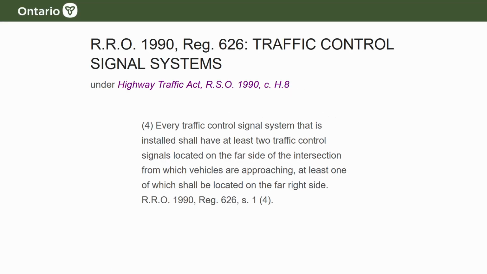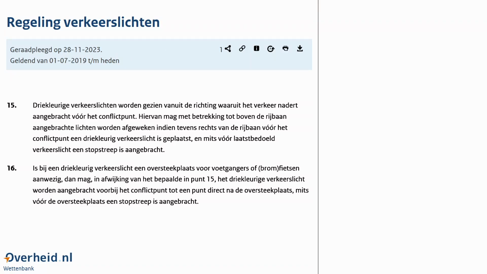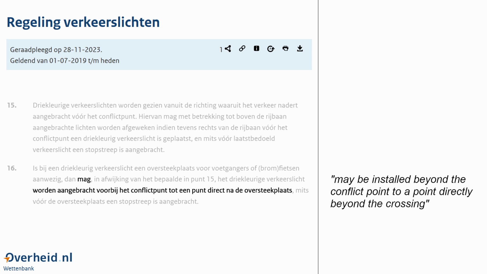In the end, the Ontario Highway Traffic Act requires that each signal has at least 2 signal heads located on the far side of the intersection. Though if desired, additional auxiliary heads can be placed on the near side. The Netherlands Traffic Signal Law defines near side signals as those placed before the intersection, though they can be placed beyond the crosswalk or the bike crossing.